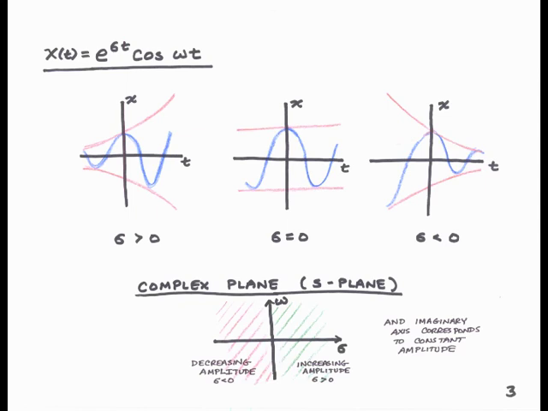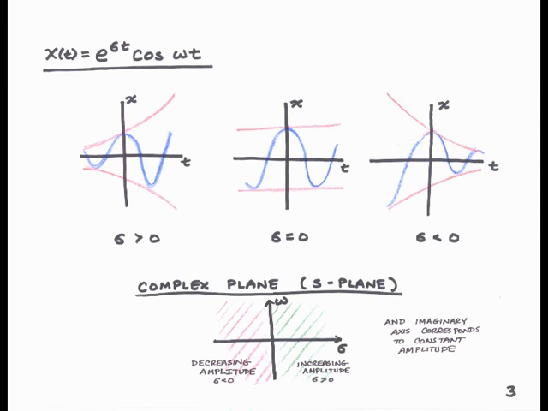So what does e to the sigma t cosine omega t look like? Well, it depends upon the value of the real part, sigma. If sigma is greater than 0, this is an oscillating function, oscillating at frequency omega, that is increasing. If sigma is equal to 0, it's an oscillating function with constant amplitude. And if sigma is less than 0, it's an oscillating function whose amplitude is decreasing with time.